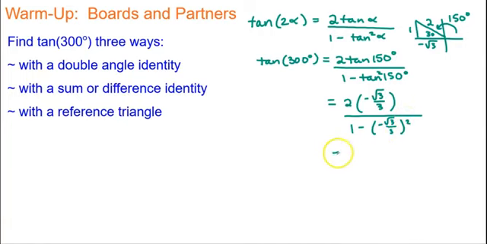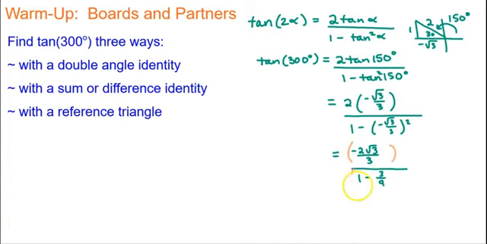Okay, so we have some simplifying to do. So our numerator, we can multiply those numbers, and we have negative 2 square root 3 over 3. And in our denominator, we can square the negative square root 3 over 3, and that's going to be 3 over 9. And from here we have some options.